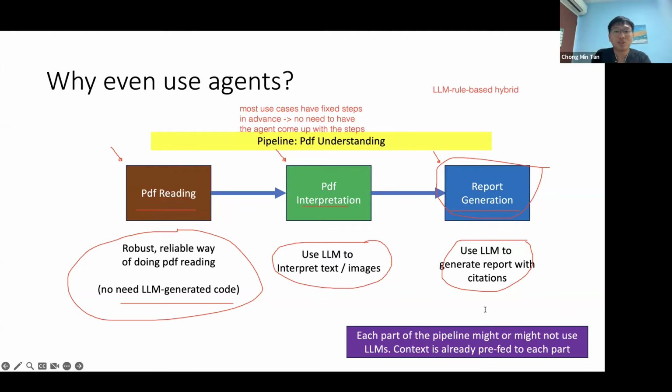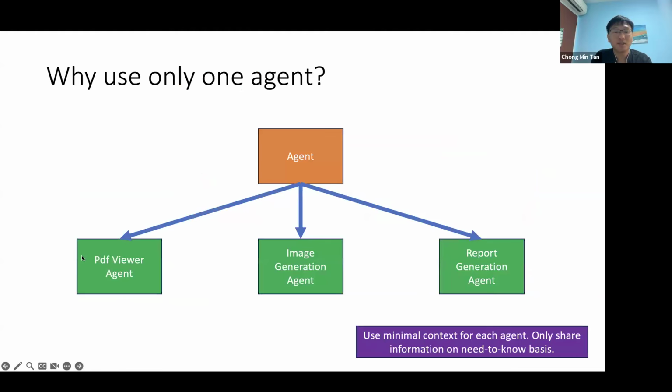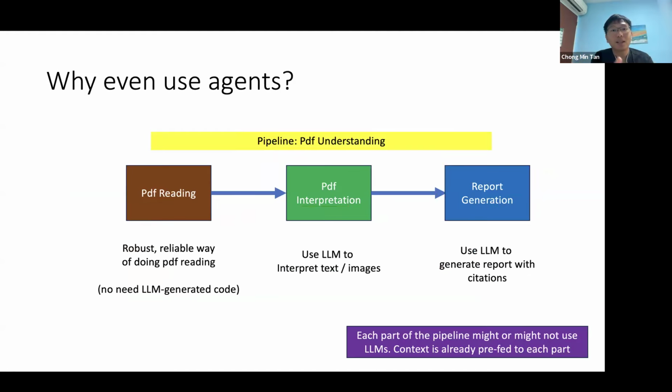As this purple box mentions, each part of the pipeline might or might not use LM, and you already feed the context that is needed to each part, because you already know what each part is doing. Very, very similar to the earlier slide where you have the agents already having the context. In the pipeline, each part already has the context that is necessary for that part of the pipeline. So you avoid the step of retrieval. You don't have to do that. Each part of the pipeline already comes pre-built with what is needed.